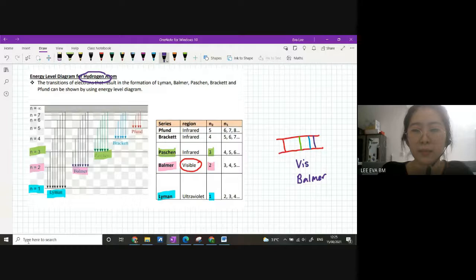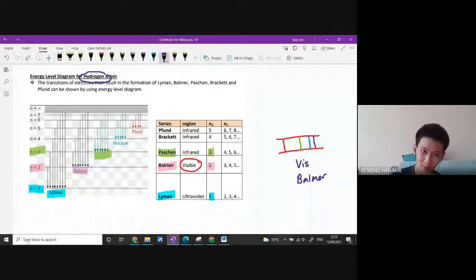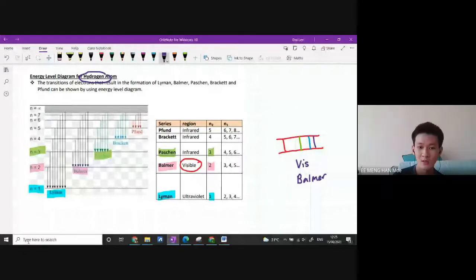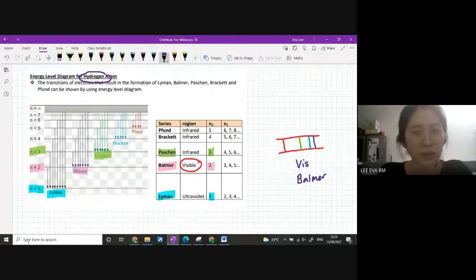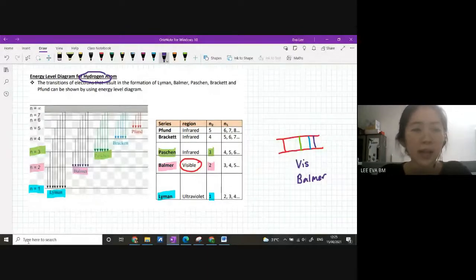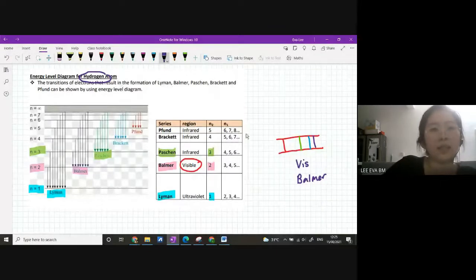What is the series? Energy level 6 to energy level 3. Paschen. So if I said there is a transition from energy level 8 to energy level 5, Paschen. So you look at the n2. Where does the electron fall? Then it represents which series. So if the question asks for the region, you follow it. If Paschen, it is in the infrared. If Balmer, it is in the visible. So everything is stated inside this table.